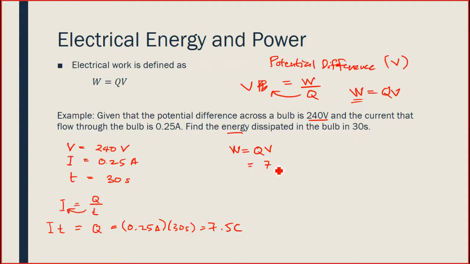So Q is 7.5. Voltage is 240 volt. Multiply 7.5 with 240, you will get the answer. The work done is 1,800 joule. So this is how you measure the work. Even though they do not give us the value, you can still play around with the formula.